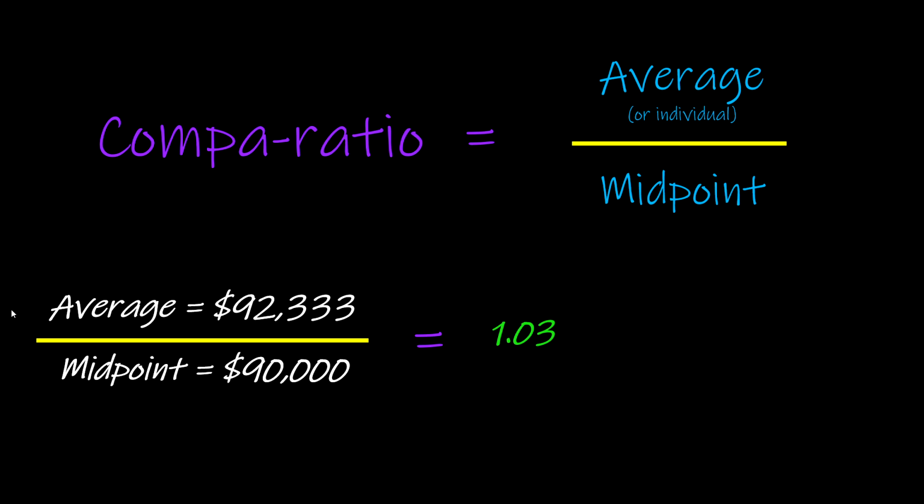This compa ratio is just over 1, which means we might be slightly overpaying our employees compared to what we have targeted to pay them. But it's pretty common for compa ratios to be over 1. And this is not dangerously high or anything like that. So this is a fairly good compa ratio to have within your organization.